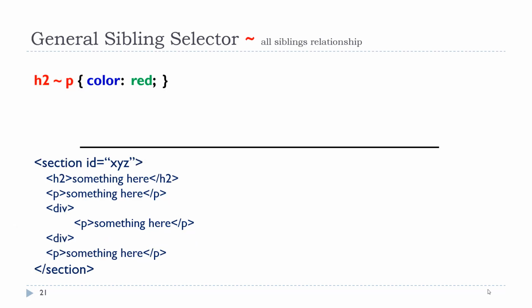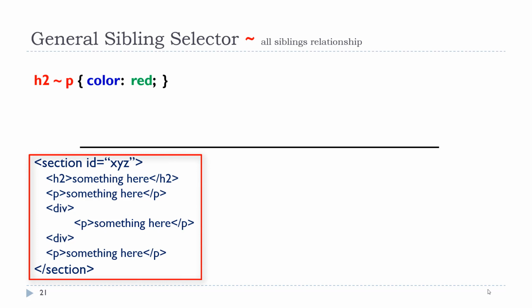The general sibling selector will match all siblings. So here we have H2 tilde P, meaning every P that is a sibling of H2. So here in our HTML code, we have two P's that are siblings of H2. There is another P that is a child of div that is not a sibling of H2.